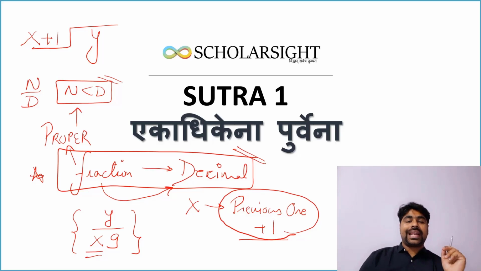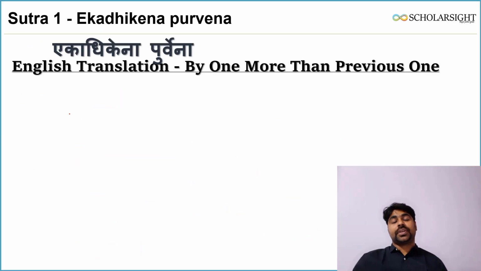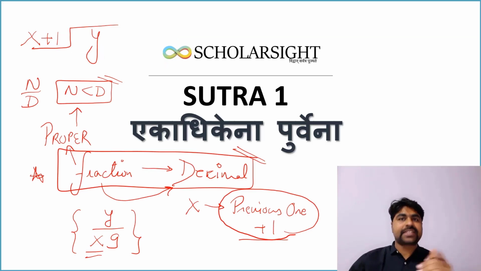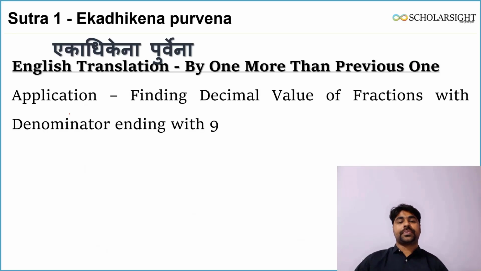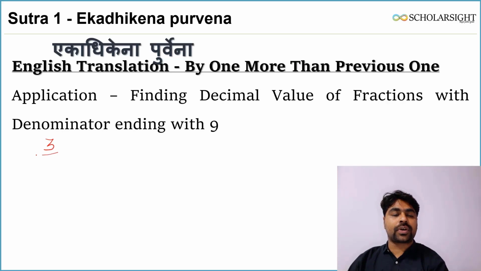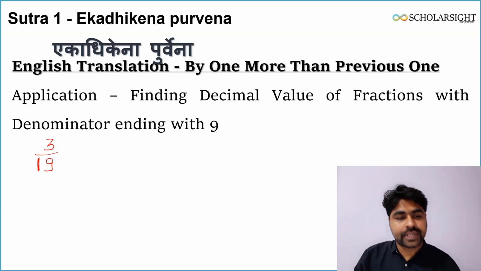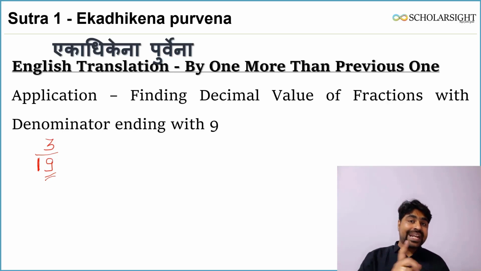Okay, so this is all theoretical part, let me take the practical part of it. As you already know, the English translation of Ekadikena Purvena is by one more than the previous one, and how it is useful I've just explained to you in totality, right? So the application says finding the decimal value of the fractions with denominator ending with 9. Okay, let me take a very simple example. Let me take 3 upon 19 here. I have specifically taken all the 3 digits to be separate so that there is no confusion at all for you. Okay, is the denominator ending with a 9?